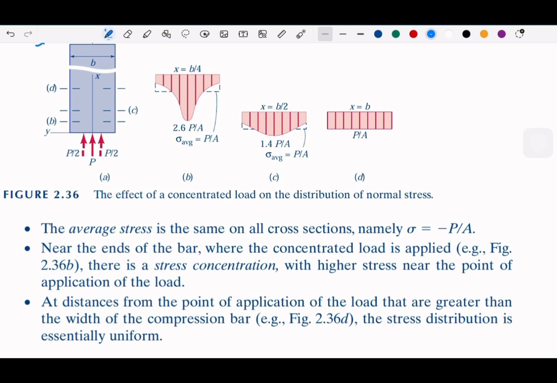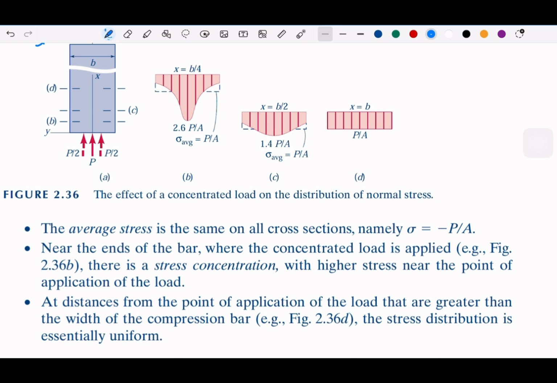But then if we could take the distance lower, B over 2, perhaps here, the peak, it seems that it's not really as clear as the B over 4, right? And if we see from the whole distance, we see it is uniform distribution. So what that means is that at distances from the point that are greater, so we think this is going to be further away than the width of the compression bar, which means this is the width, B, the stress distribution will be uniform. Okay.